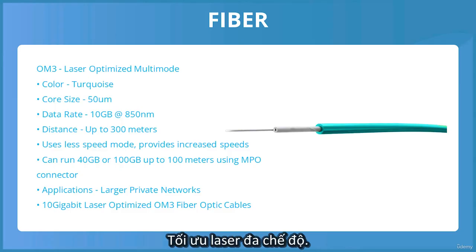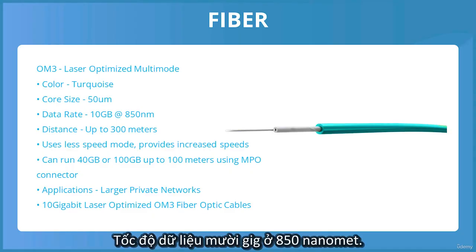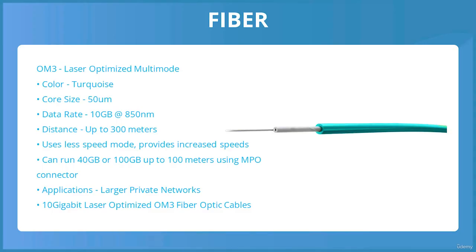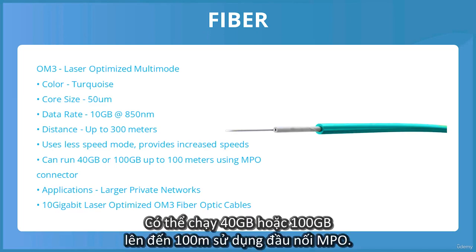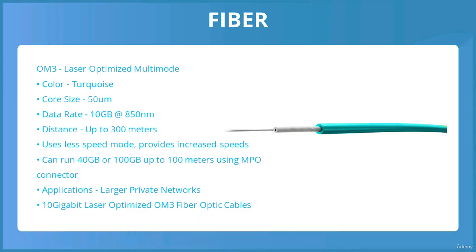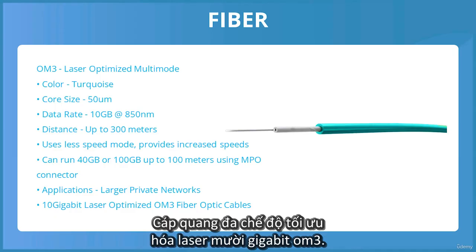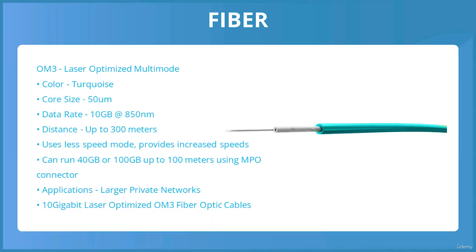OM3 laser optimized multimode. Color is turquoise. Core size 50 micron. Data rate 10 gigs at 850 nanometers. Distance up to 300 meters. Uses less speed mode. Provides increased speeds. Can run 40 gigabits or 100 gigabits up to 100 meters using MPO connectors. Applications: larger private networks. 10 gigabit laser optimized OM3 fiber optic cables.